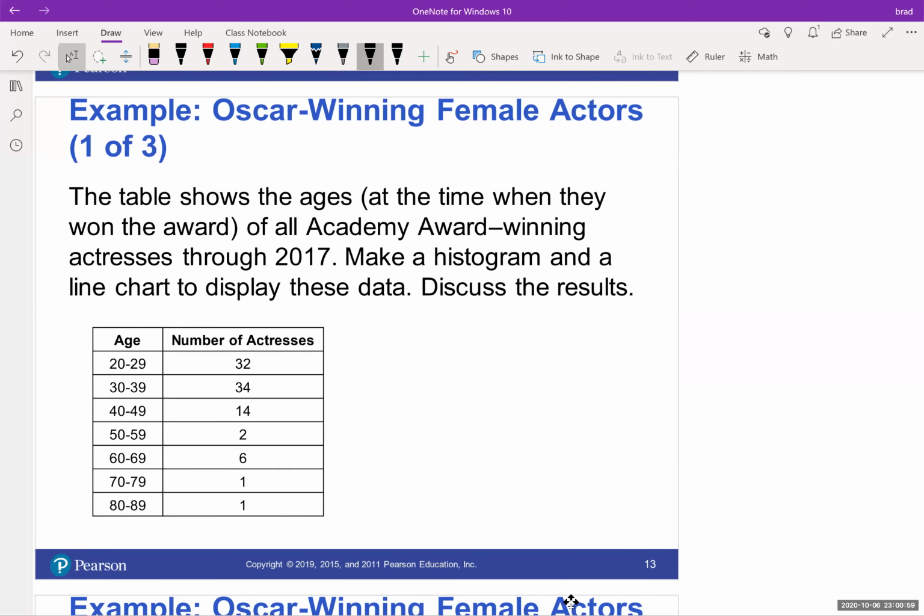So it says the table shows the ages at the time when they won the award, okay? So make a histogram and a line chart to display this. Okay, so let's try this on our own. So why don't you guys pause the video, create a little histogram right here, and let's see how it goes.